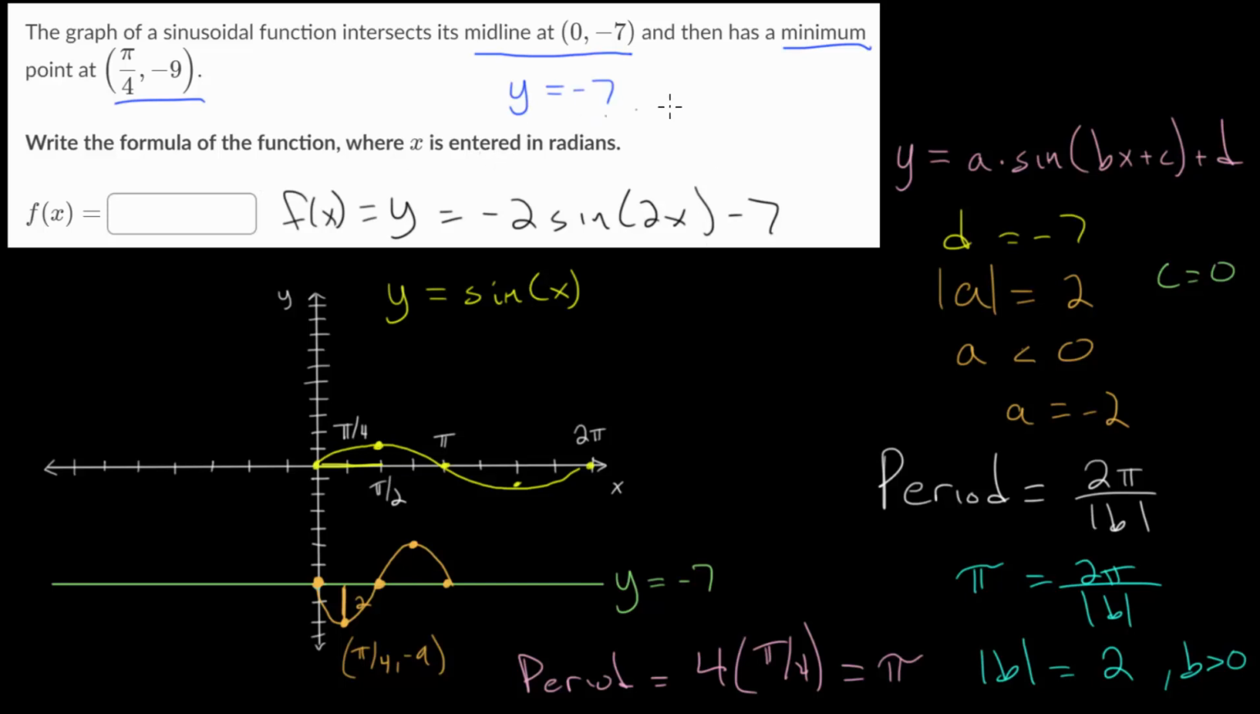Though, like I mentioned, if we also switched these, if A was positive and B was negative, we would have that f of x is twice the sine of minus 2x minus 7. And if you check these, you can use a graphing calculator and make sure that the two given points are actually on the curve. If you check these and plot both of these curves, you'll see that they are the exact same curve. So either of these work, and you can use these as your answer here.